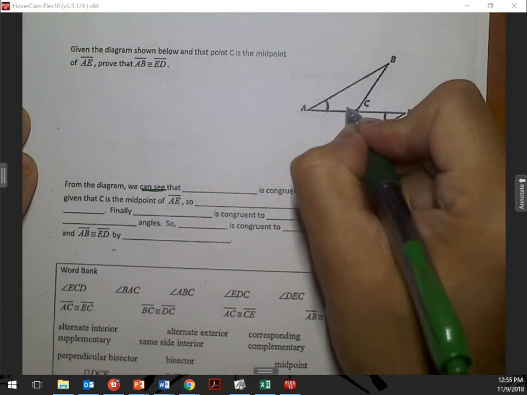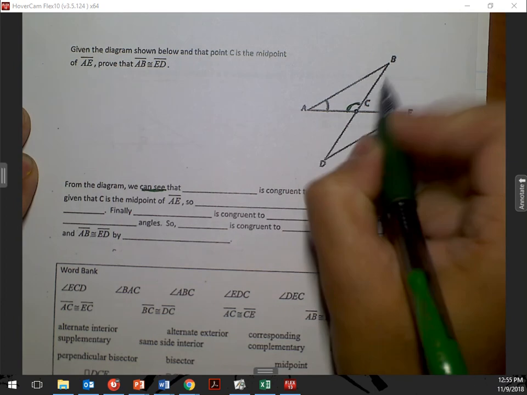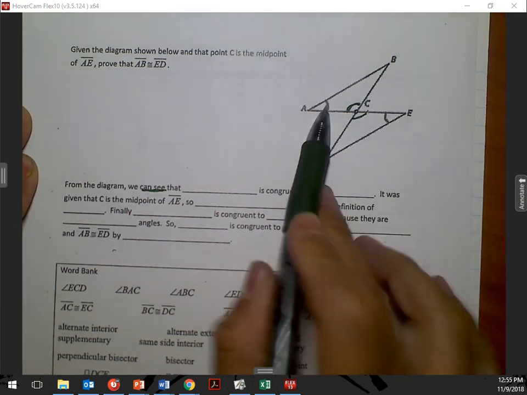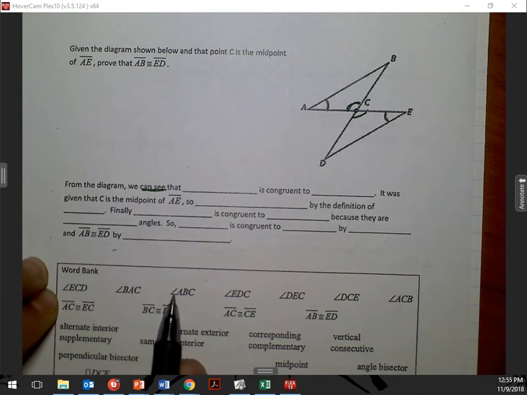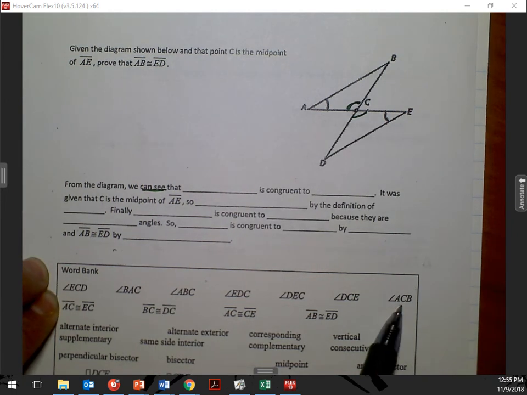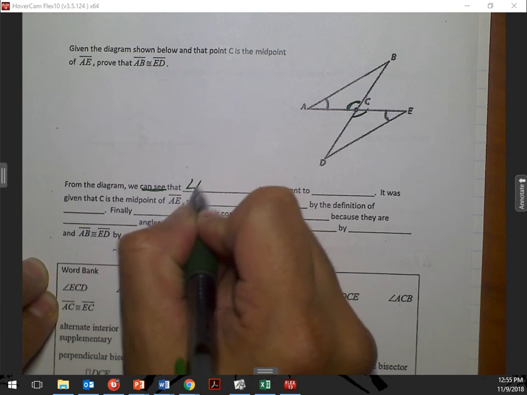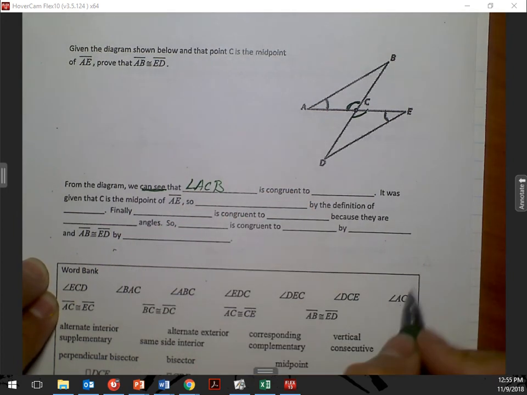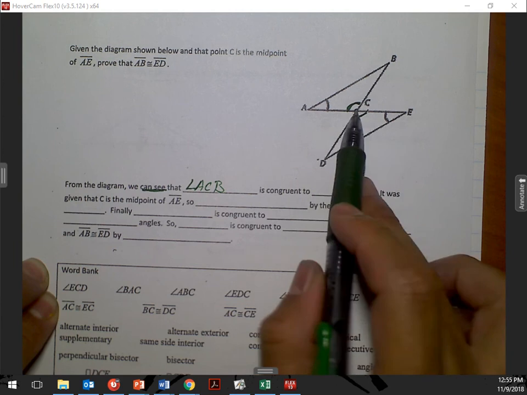A, C, B, and C, D, E. Okay, A, C, B. So let's look. Which one has C in the middle? A, C, B, right here. Yes. It's congruent to angle, and the other side is going to be D, C, E.